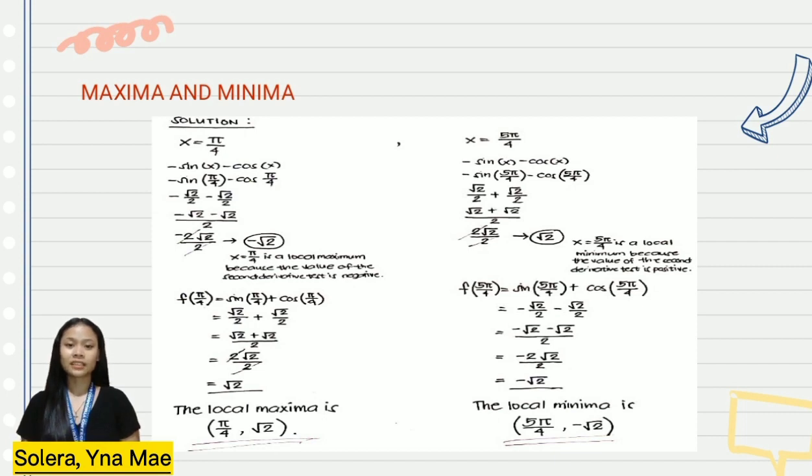Sine 5 pi over 4 plus cosine 5 pi over 4 equals negative the square root of 2 over 2 minus the square root of 2 over 2, which equals negative 2 the square root of 2 over 2, which equals negative the square root of 2. Therefore, the local minimum is 5 pi over 4 and negative the square root of 2.